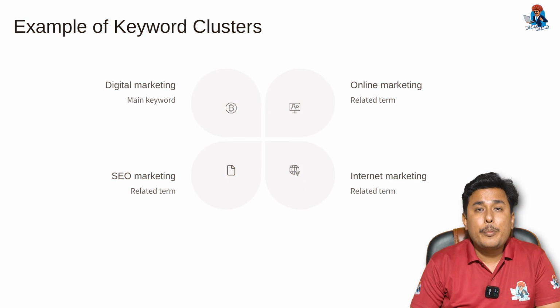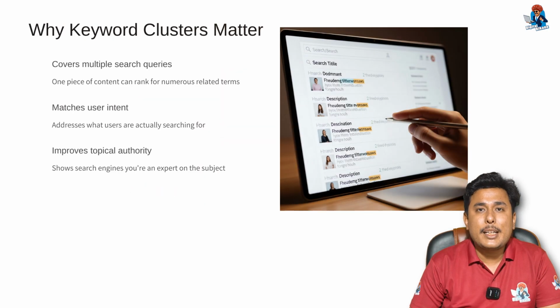For example, if your main keyword is digital marketing, related cluster keywords could be online marketing, internet marketing, digital advertising, and SEO marketing. Google now focuses on topics and search intent rather than just single keywords. Using clusters helps your content appear for a wider range of searches and increase organic traffic.